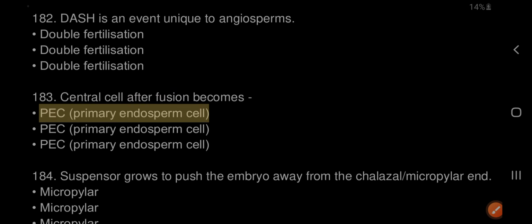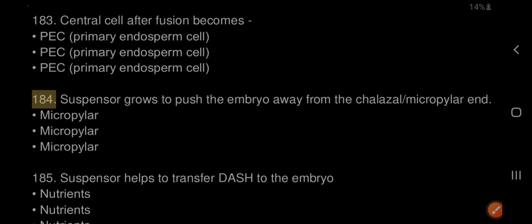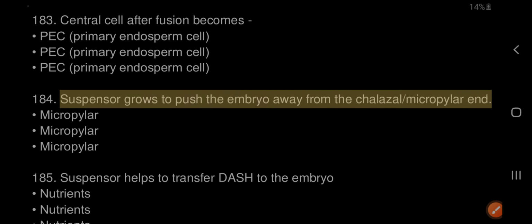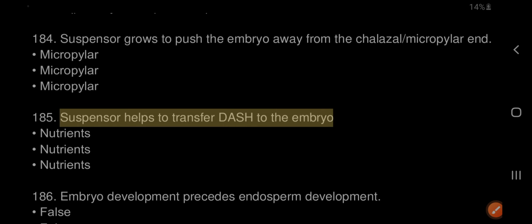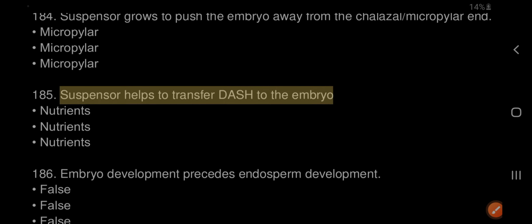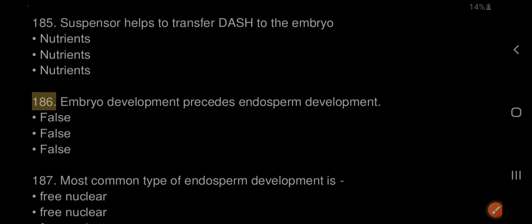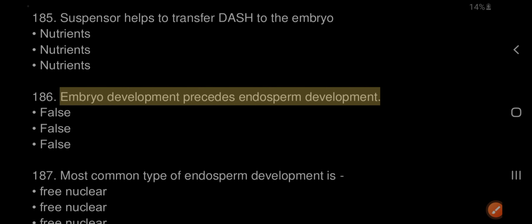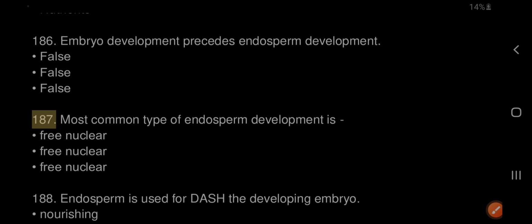184. Suspensor grows to push the embryo away from the chalazal, micropylar end. Micropylar. 185. Suspensor helps to transfer dash to the embryo. Nutrients. 186. Embryo development precedes endosperm development. False. 187. Most common type of endosperm development is free nuclear.